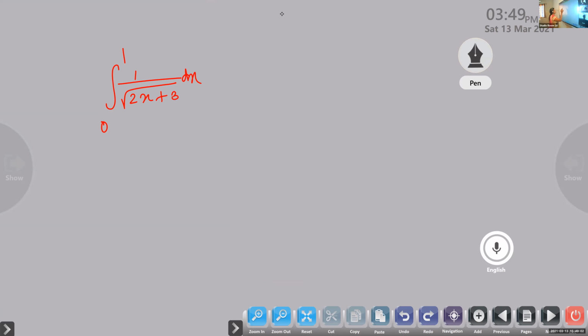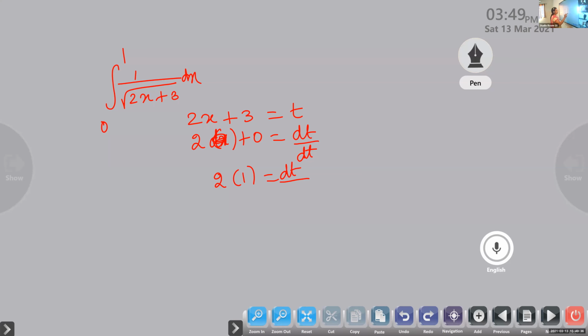In this method, whenever you have a function within a root, what is inside the root, you take it as t. Substitute for the function inside the root. So 2x plus 3, you substitute it as t. Differentiate: 2 into 1 is equal to dt by dx. Therefore, 2 dx is equal to dt.